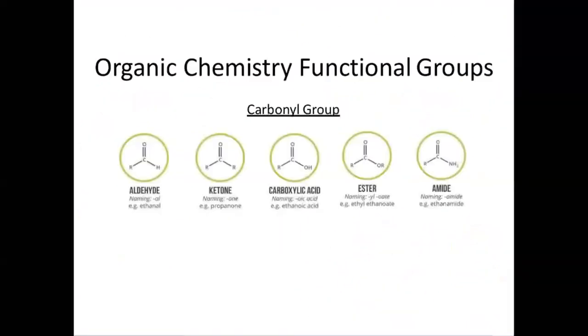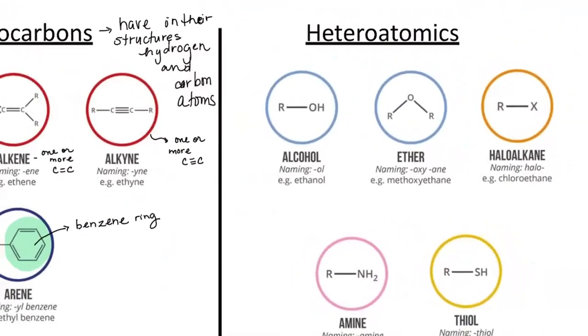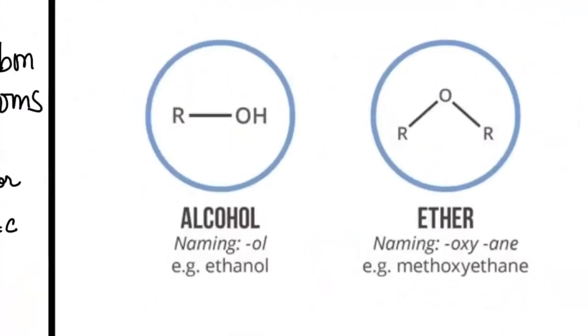Let's now move to the family of heteroatomics. Heteroatomics basically means that we're going to have other atoms than carbons and hydrogens in our structures. So when it comes to the heteroatomics, as you can see, the first member in this family is going to be an alcohol.